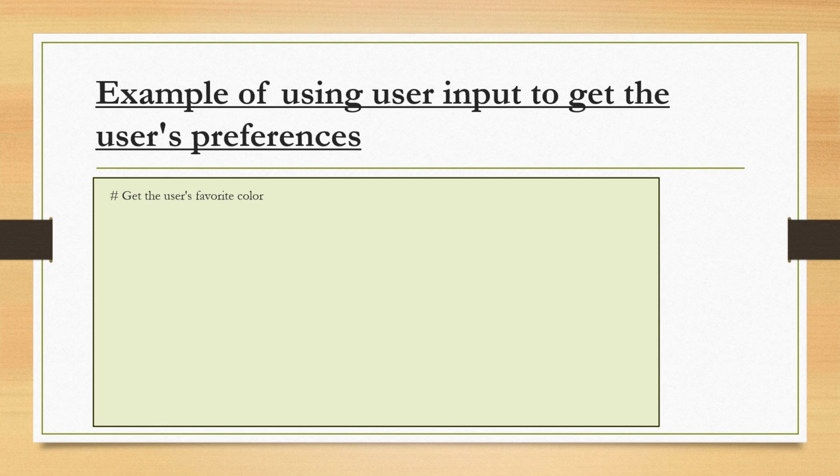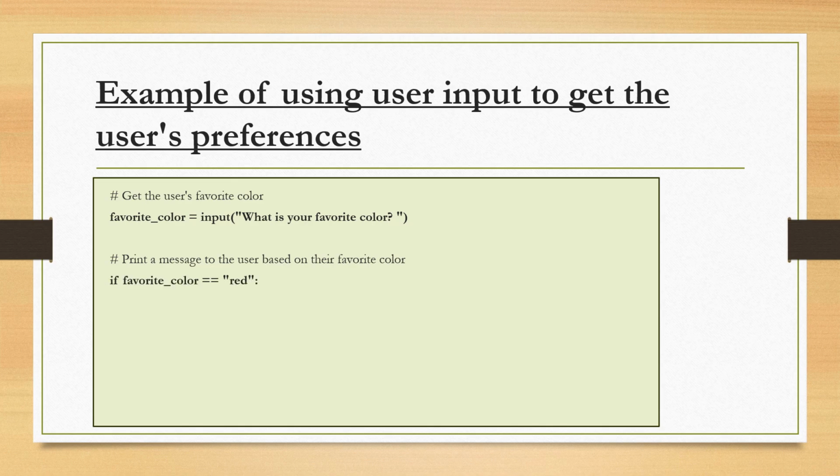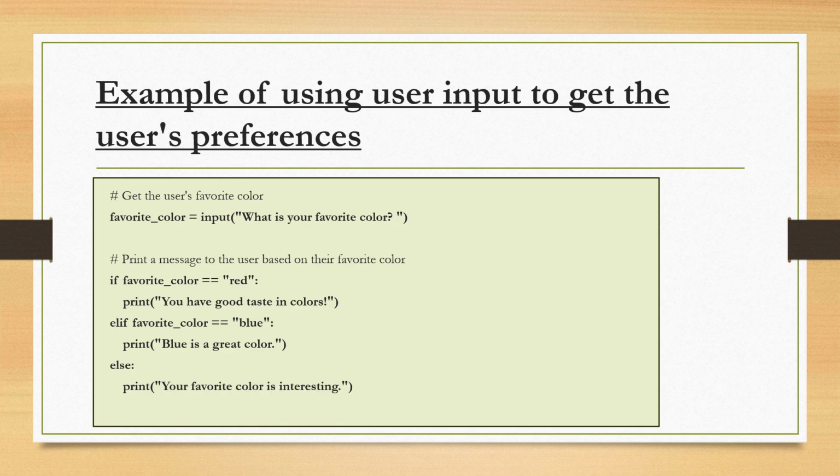Now we are going to see one more program. Get the user's favorite color. We have asked for the favorite color, then we are going to print a message to the user based on their favorite color. If favorite color is red, then print you have good taste in colors. Otherwise, if favorite color is blue, then print blue is a great color. Else we are going to print your favorite color is interesting. This is how we can use user input for performing different types of tasks.